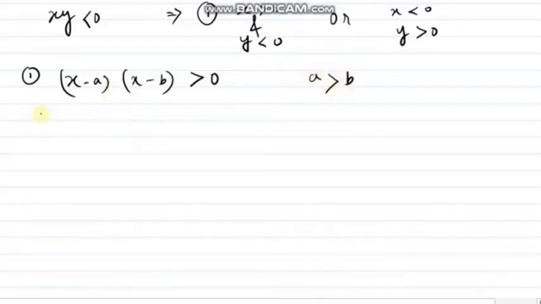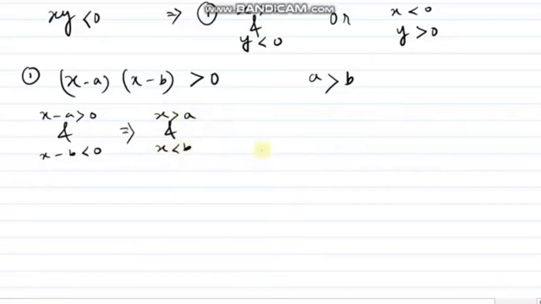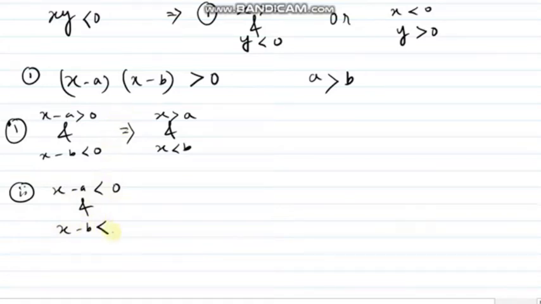So for the first case we can write x minus a greater than 0 and x minus b less than 0. So from here can we say that x is greater than a and x is less than b? This is my first case. And my second case is x minus a less than 0 and x minus b also less than, oh I have written it wrong, this was greater than 0. So for greater than 0 it will be this one greater than 0. It was my mistake. So x minus b will be greater than 0, hence x is greater than b. For this case it will be x less than a and x greater than b.